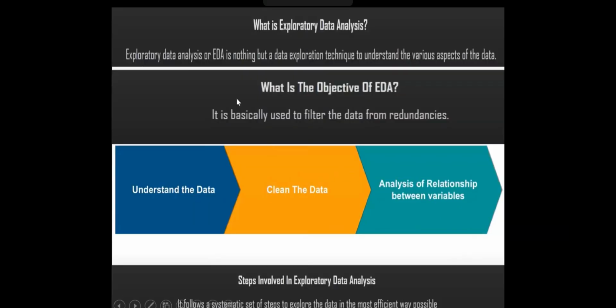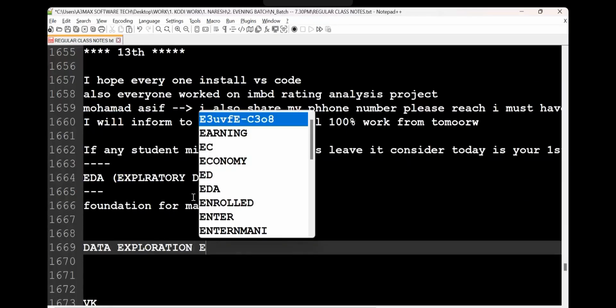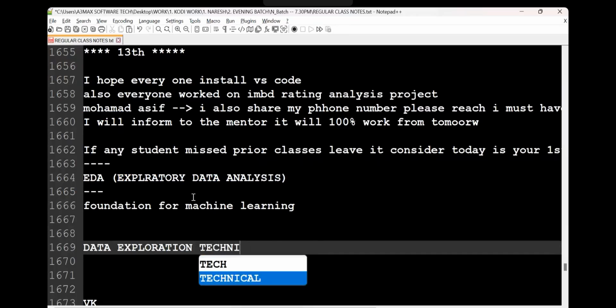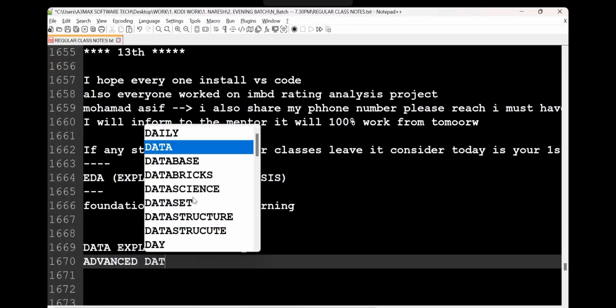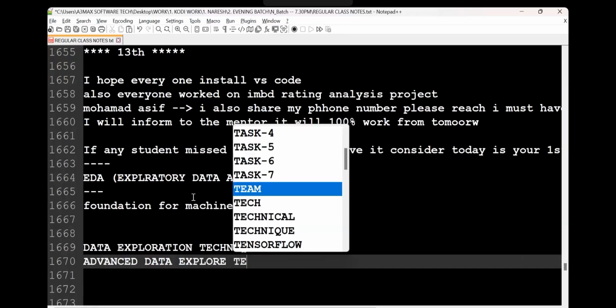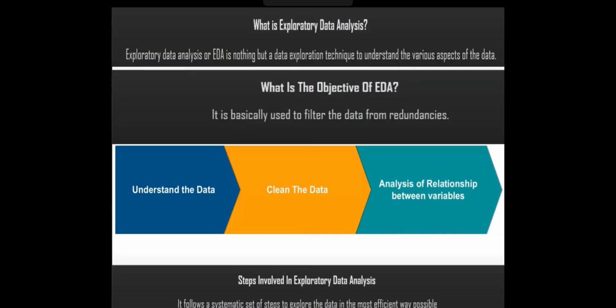From the current slide. What is EDA? Exploratory data analysis. It is one of the advanced data exploration techniques. So we call it a data exploration technique, and here, an advanced data exploration technique. I will try to introduce the algorithms. Listen to me. Before that, what is the main objective of EDA?